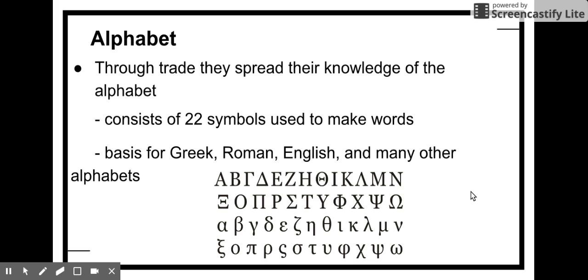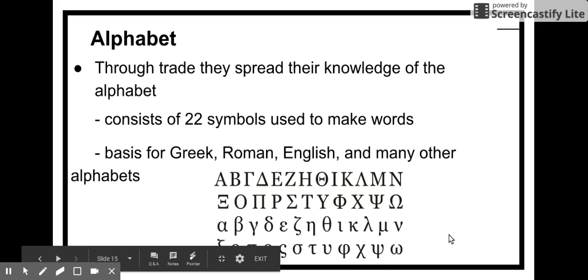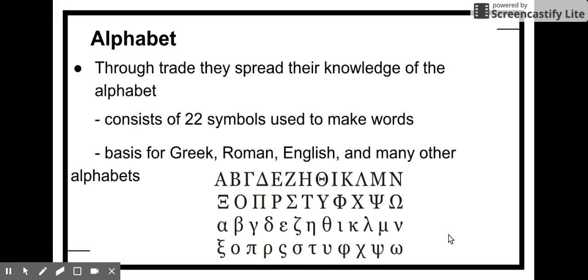This alphabet listed down here is the Greek alphabet. As you can see, it's similar to ours, but also different as well. The Phoenicians had only 22 symbols, where we have 26 letters today in our alphabet. But that's where we get this basic idea of letters standing for sounds, and when you put them together, you make words. So it's pretty interesting, but that's one of the biggest things that they added that helps us today, is their creation of the alphabet.